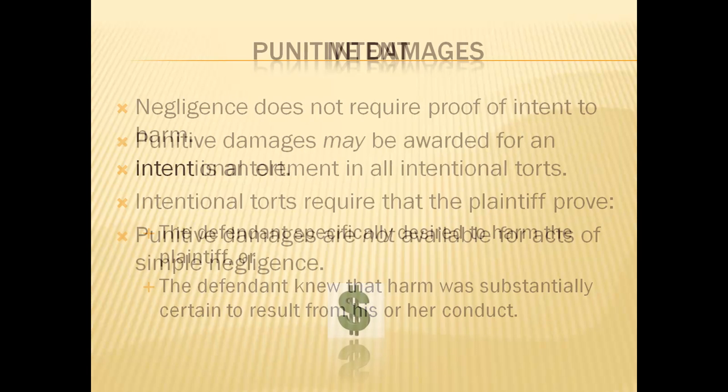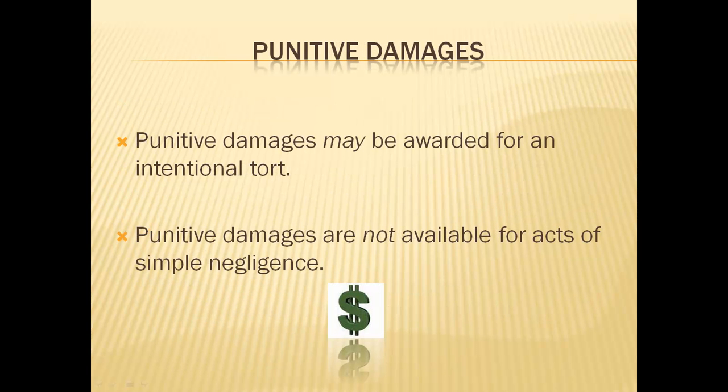It might sound redundant, but you need to remember that intent is an element in all the intentional torts. The second major difference between negligence and the intentional torts is that while punitive damages may be appropriate under some circumstances when you have an intentional tort, the general rule is that punitive damages are not available for acts of simple negligence. Punitive damages are awarded over and above compensatory damages, and they're designed to punish the wrongdoer and to deter similar behavior on the part of the defendant or others.